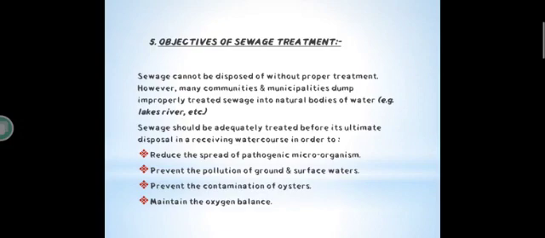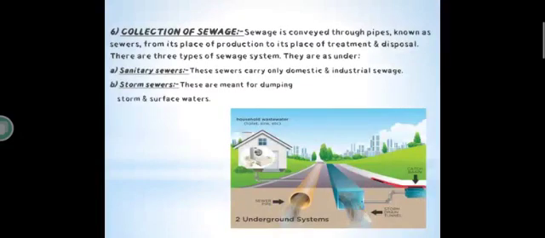Sewage should be adequately treated before its ultimate disposal in a receiving watercourse in order to reduce the spread of pathogenic microorganisms that may harm the fishes and also human beings as water recycles itself, prevent the pollution of ground and surface water so that water living organisms may be saved. Next, prevent the contamination of oysters and fisheries that are consumed by humans. Maintain the oxygen balance.